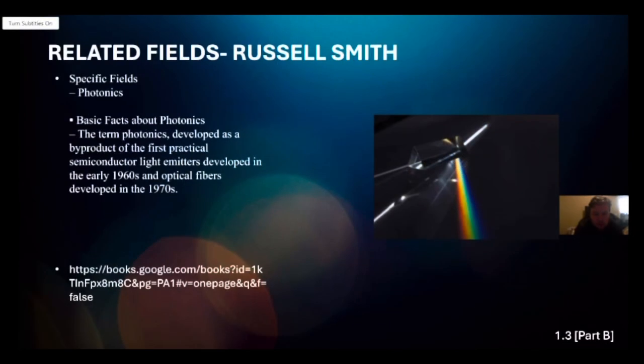Thank you. The related field that I picked was photonics. Basic facts about photonics. The term photonics developed as a byproduct of the first practical semiconductor light emitters developed in the early 1960s and optical fibers developed in the 1970s.